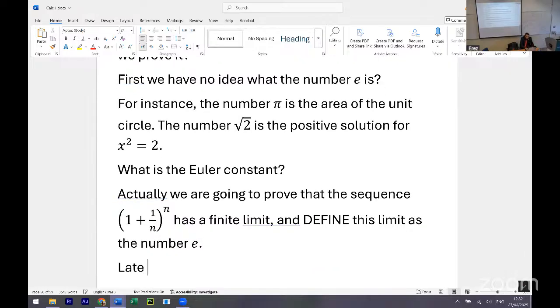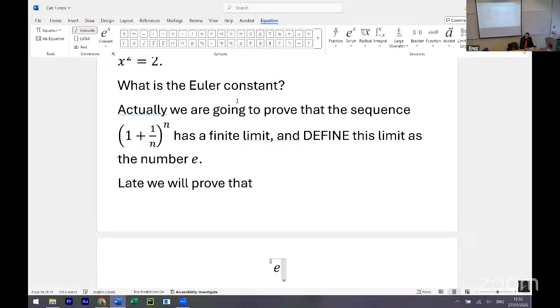Later, we will prove that e equals 2.71 something. I mean, I will show you the first couple of digits. If we define e to be the limit, I will show you the limit must be 2.71 something.